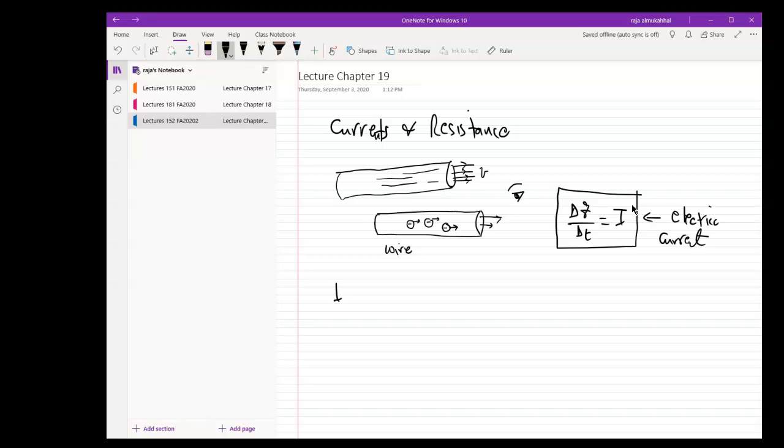So current is delta Q over delta T. For those of you who are familiar with calculus, the proper definition really is the derivative of the charge with respect to time, but we're not covering calculus here, but that's really the proper way of defining it. Anyway, so that's basically what it is.